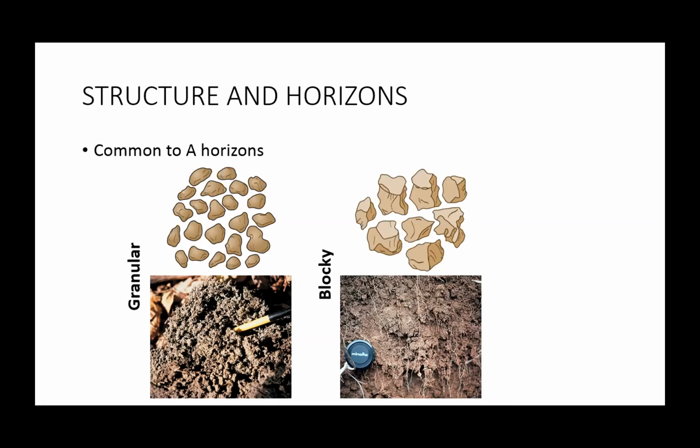It's going to differ as you go through the profile. It gets bigger and taller, usually as you go down towards your parent material. But structure is important because if it's easily disturbed, its stability, it's going to move apart and destabilize, and you can get crusting on your soil as a result.